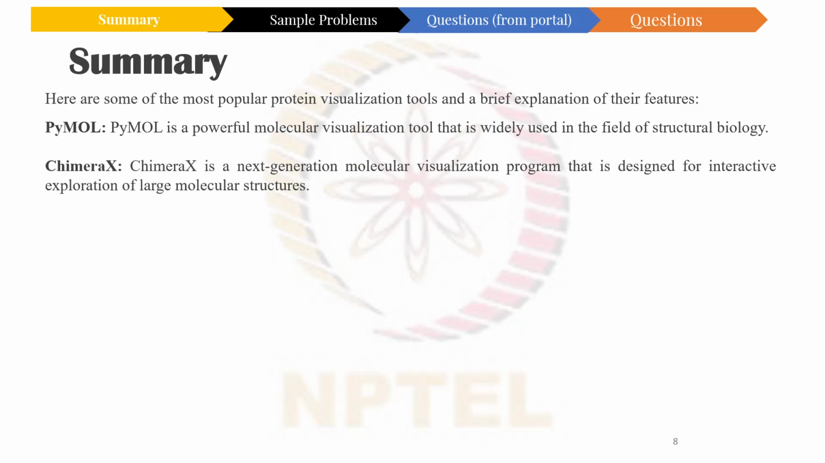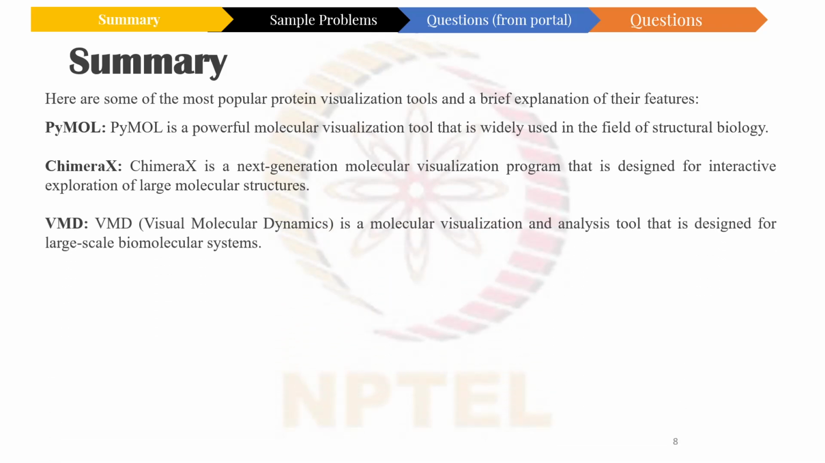Next is ChimeraX. This is a next-gen molecular visualization program that is designed for interactive exploration of large molecular structures. Chimera has a wide range of features including support for virtual reality headsets, interactive scripting, and integration with other software tools as well. It also has a user-friendly interface that makes it easy to use for both early and advanced users.